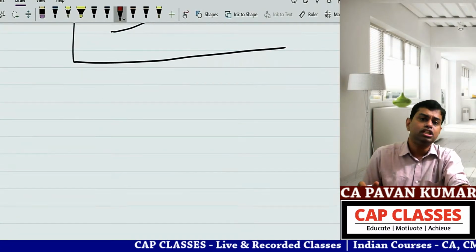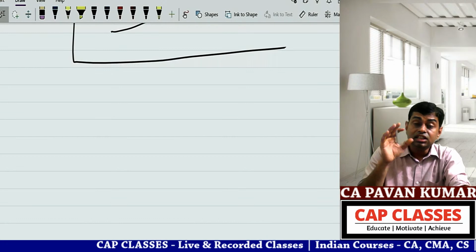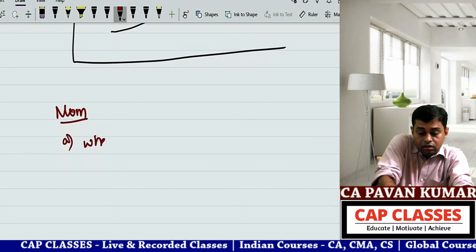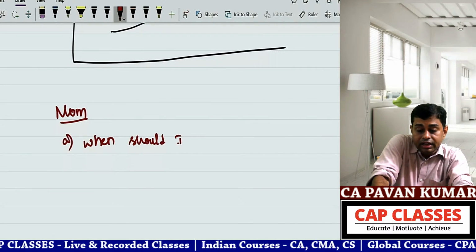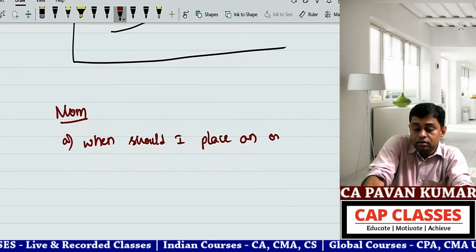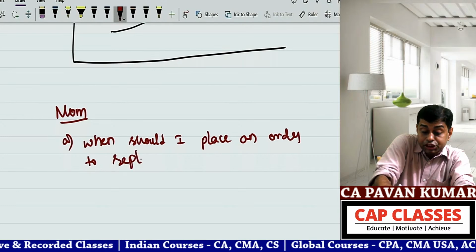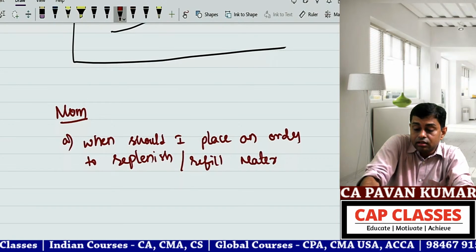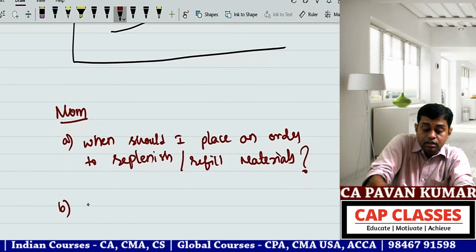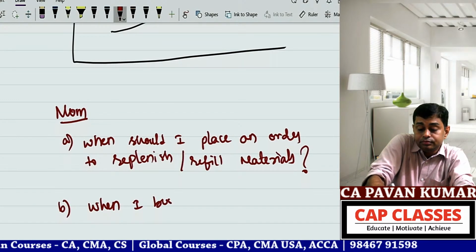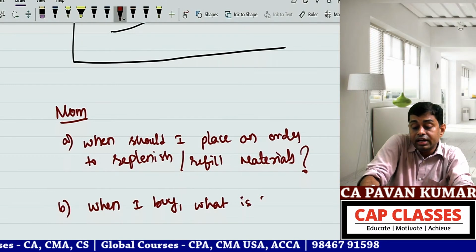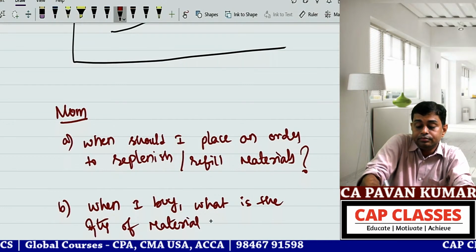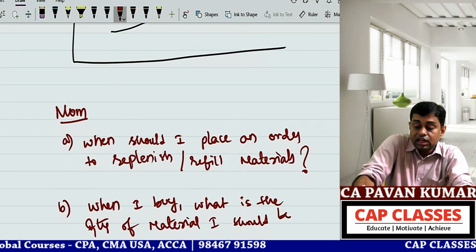Now ask two basic questions to your mom. We'll speak about EOQ a little later. Mom, dear mom, A, when should I place an order to replenish or refill material? B, when I buy, what is the quantity of material I should buy? These are the two questions you asked.